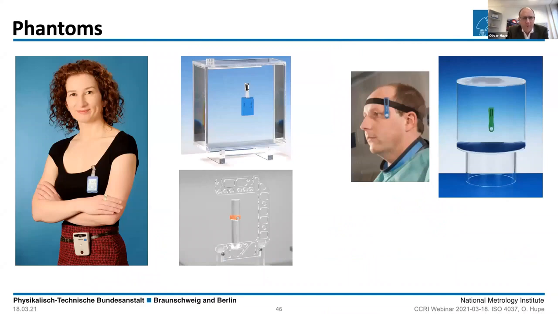So now we have the phantoms. If we have the dosemeters, we can replace the persons and put the dosemeters under well-defined conditions to calibrate them all.